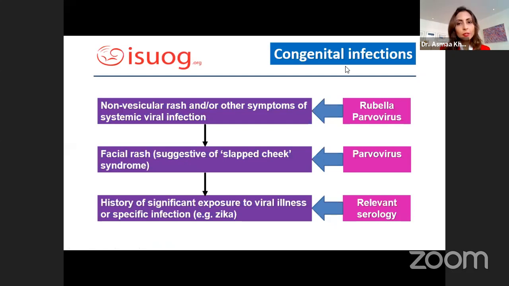These are, again, scenarios other than ultrasound abnormalities that should make you think about the potential diagnosis of congenital infection. If you have a non-vesicular rash in the mother or symptoms of systemic viral infection, think of rubella or parvovirus. If you have the characteristic facial rash, the slapped cheek, think of parvovirus, or a history of significant exposure to viral illness or a specific infection. The typical example would be Zika, which is obviously no longer a major problem. But if the mother says she had significant exposure to a child with chickenpox or another infection, you test the mother for the relevant serology.